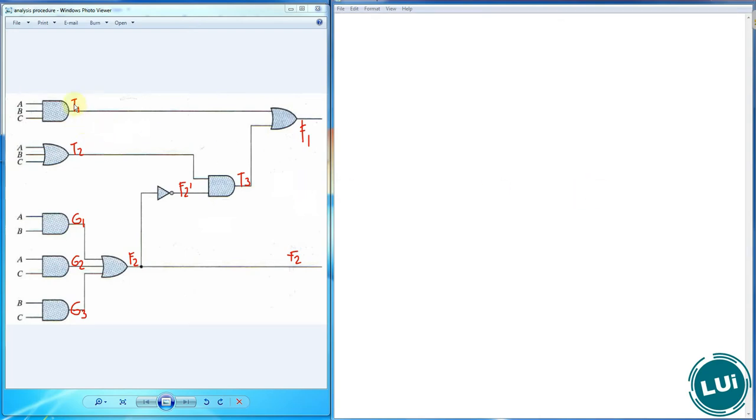Having labeled the circuit diagrams with arbitrary symbols, the final task is to derive the Boolean expression for this circuit diagram. So let's start with symbols from left and work our way to the final output, which is F1 and F2. To begin, we have T1, which is equal to A and B and C, and we have T2, which is equal to A or B or C.